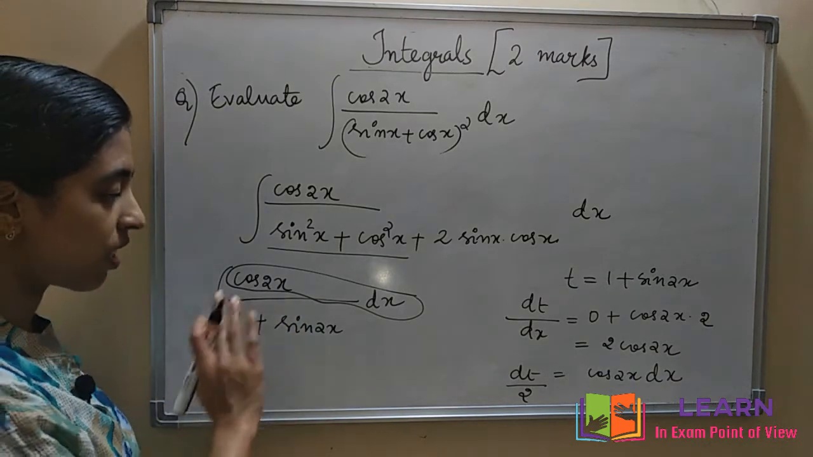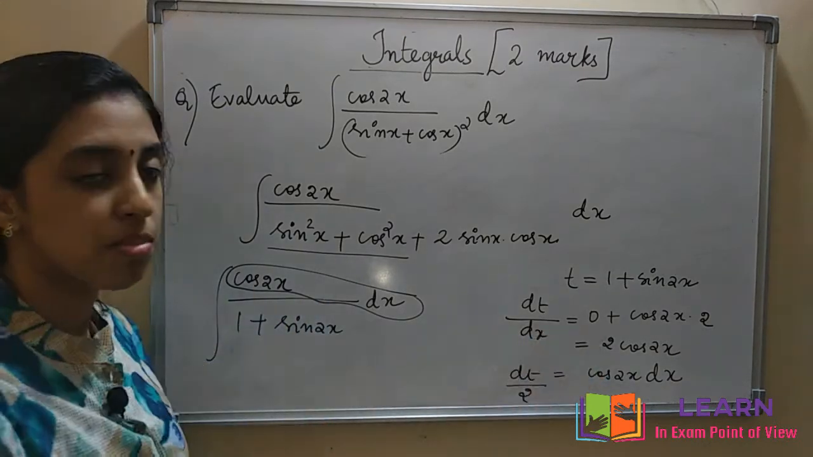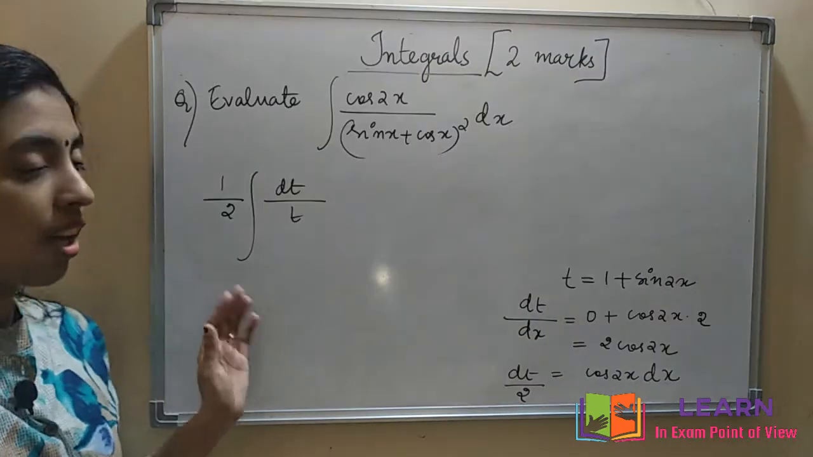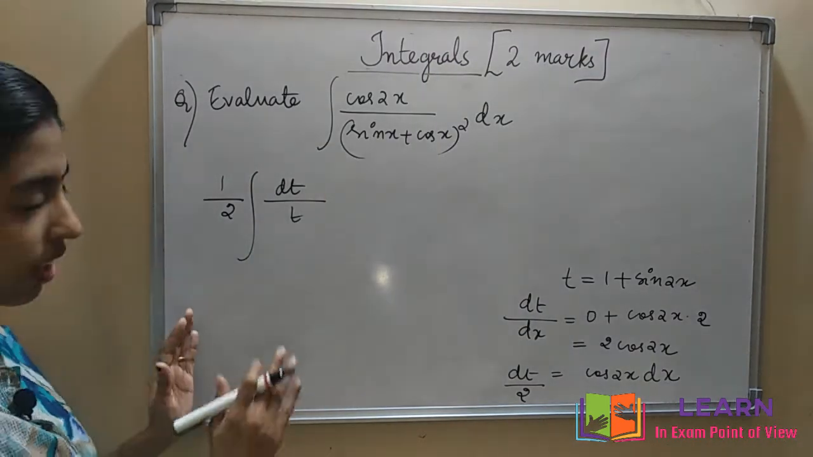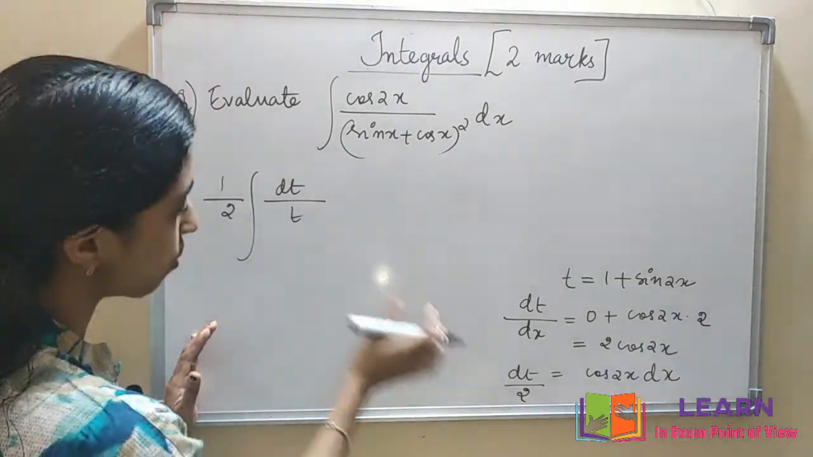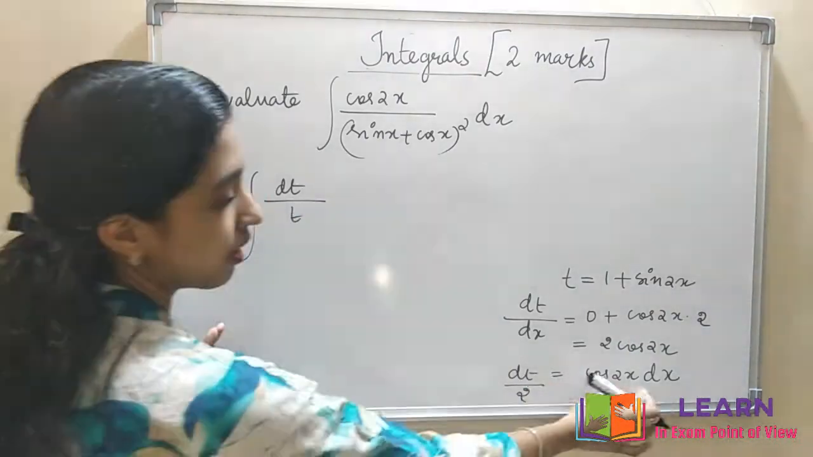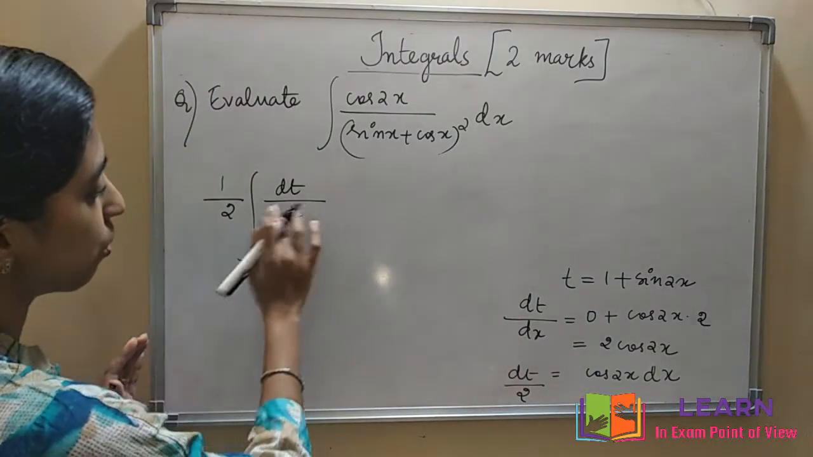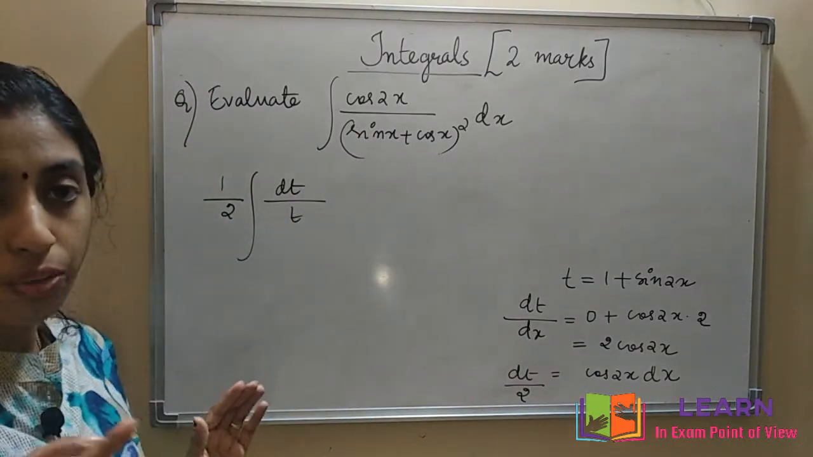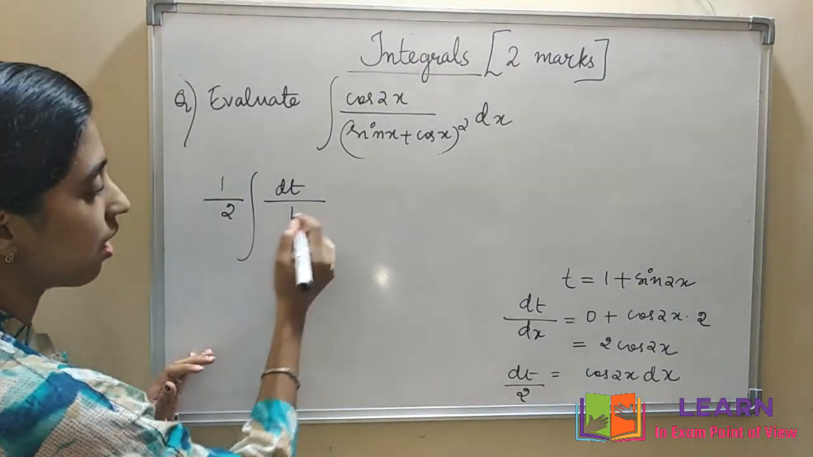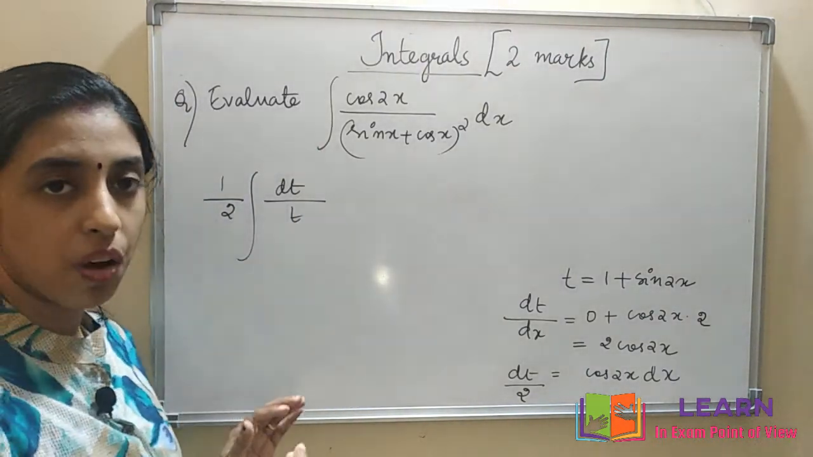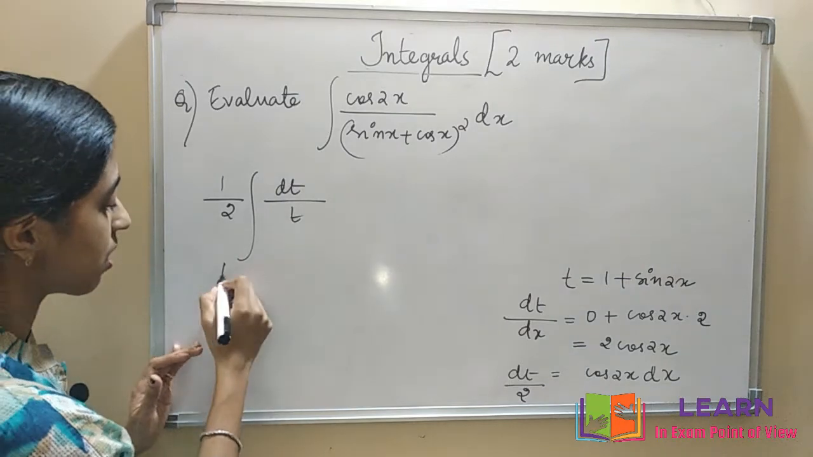Now we can change the whole term in terms of t. So now we have transformed the terms in t. That is 1 by 2, dt by 2. In the denominator we have t, that is 1 plus sin 2x. So now we know the integral of 1 by t is log t. So it is easy to integrate.